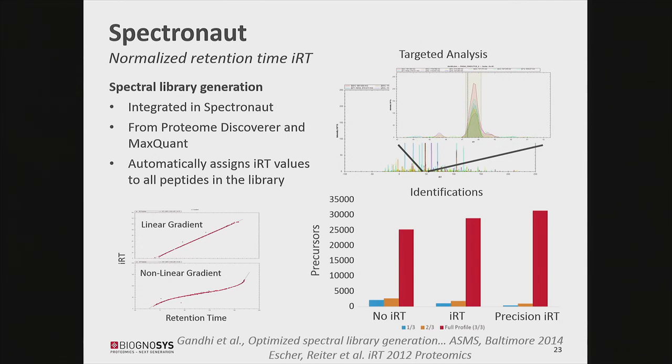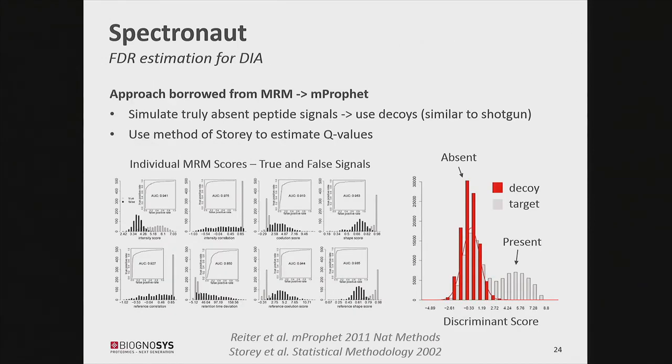You can see that you get more IDs if you have a very precise IRT, but also that your identifications get more reproducible. So the same peptides are more reproducibly identified. The better your IRTs are, in general, the better your spectral library is. So that's something you would expect.